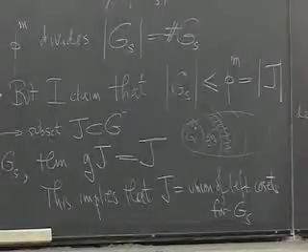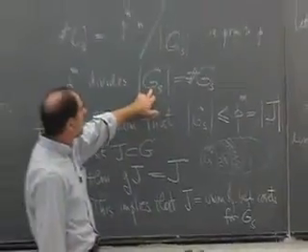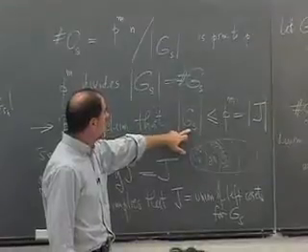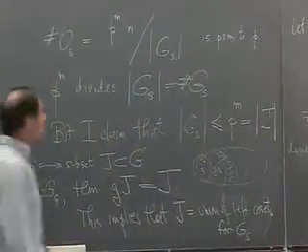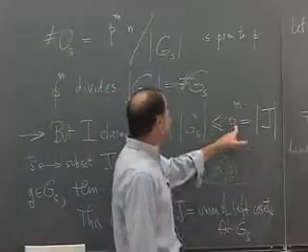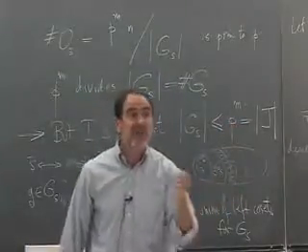The first is that p to the m divides this order, but on the other hand, the stabilizer of a subset has order less than or equal to p to the m. And in fact, you'll find that a subset has stabilizer of order exactly p to the m if and only if it's a Sylow p-subgroup.